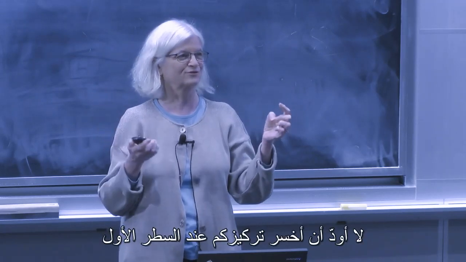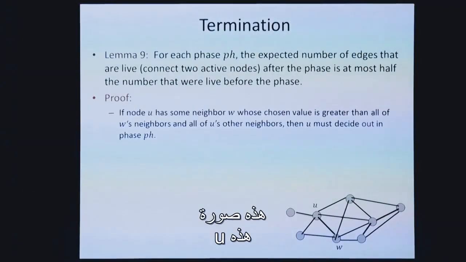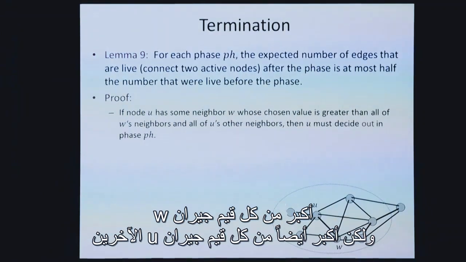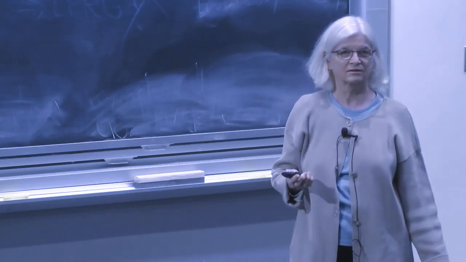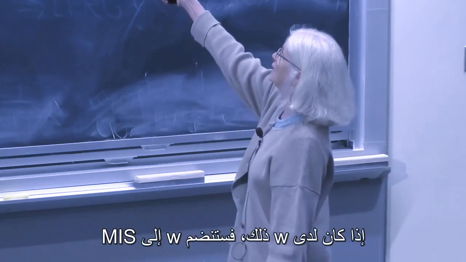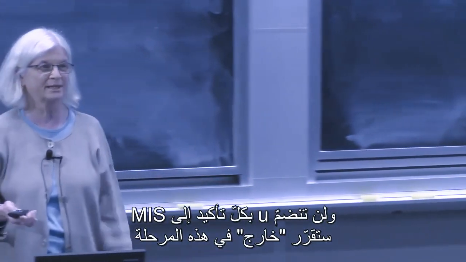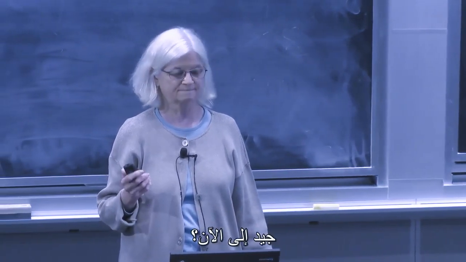Okay, I don't want to lose people on the first line. Question? This picture, here's U, and it has a neighbor W, and let's say W's chosen value is greater than all of W's neighbors, but also greater than all of U's other neighbors. If W has that, W is going to join the MIS, and U is definitely not going to join the MIS. It's going to decide out in this case. Okay, so far?